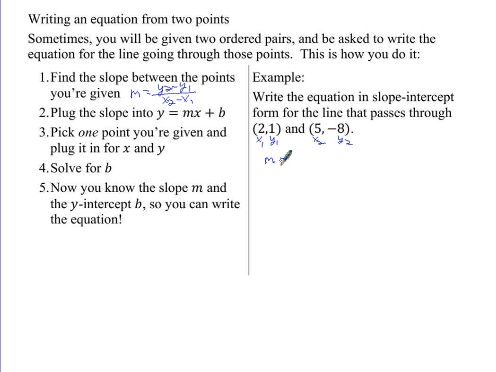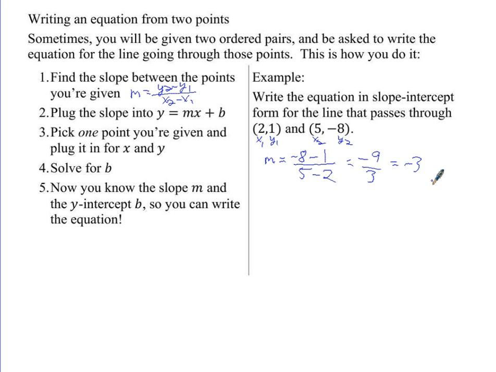Okay, m equals what? That is negative 8 minus 1 divided by 5 minus 2. Simplify that down. Well, it's negative 8 minus 1, negative 9, divided by 3. And now what? Reduce. Does this reduce? Yes, we get negative 3. So we know our slope is negative 3.